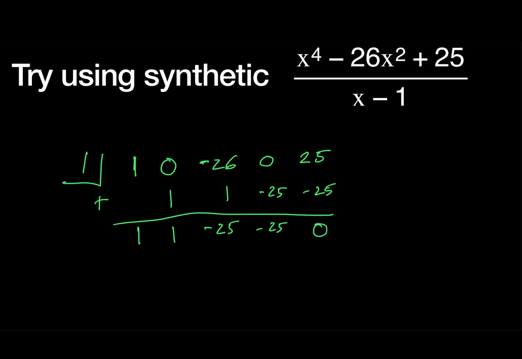0, which means this divides into this evenly. It is what we would say is a root. This is a root of that equation. My final equation then will be x cubed plus x squared minus 25x minus 25.